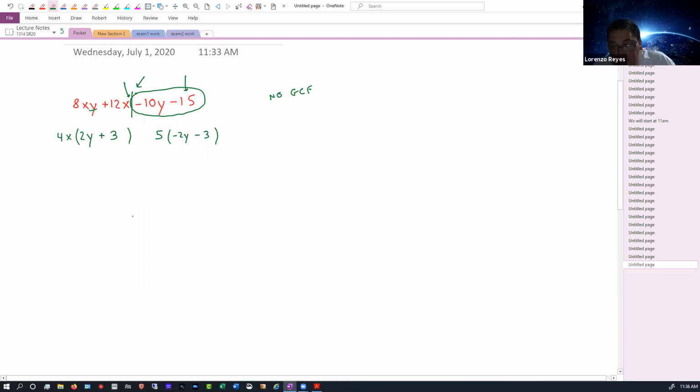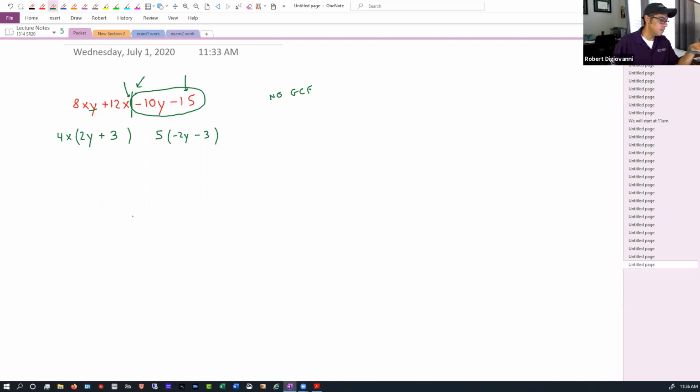No, because they're going to be opposite. They don't match, right? But they're so close, aren't they? One of them is positive 2y, the other has negative 2y. The one on the left has positive 3, the one on the right has negative 3. They're only off by a sign.